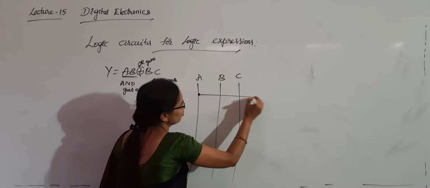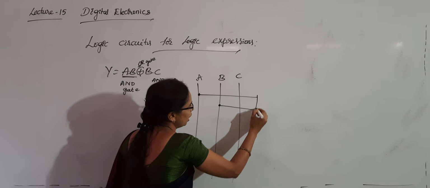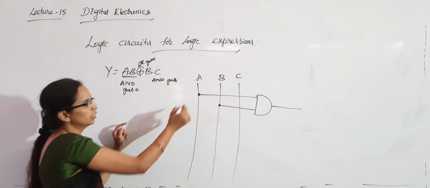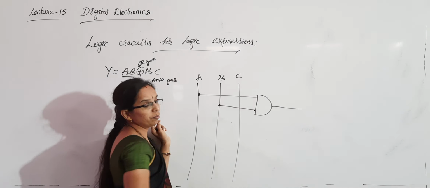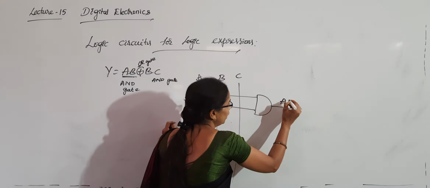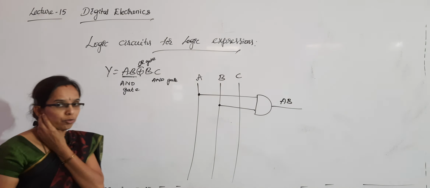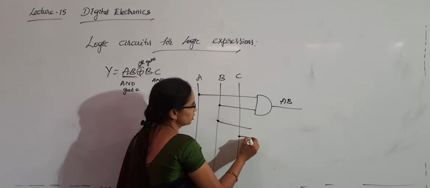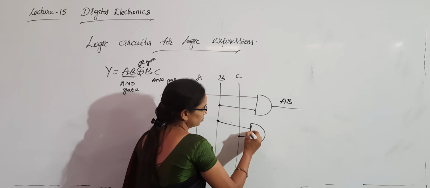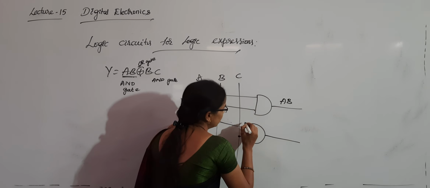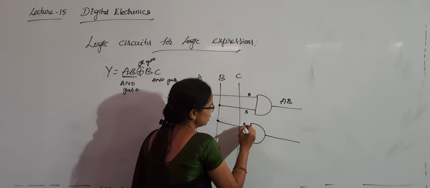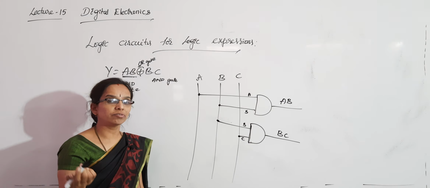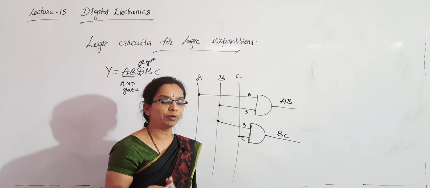I will take a connection from A and a connection from B. I will draw an AND gate circuit. A, B are connected to the inputs of the AND gate. I will get A dot B or AB as output. For BC, I will take a connection from B and a connection from C. I will draw an AND gate. The output of the AND gate will be BC. If A, B are the inputs of the AND gate, the output will be A into B or AB, right?